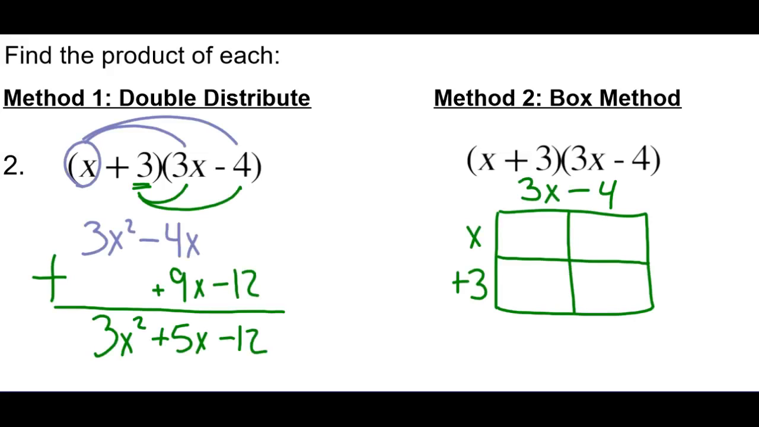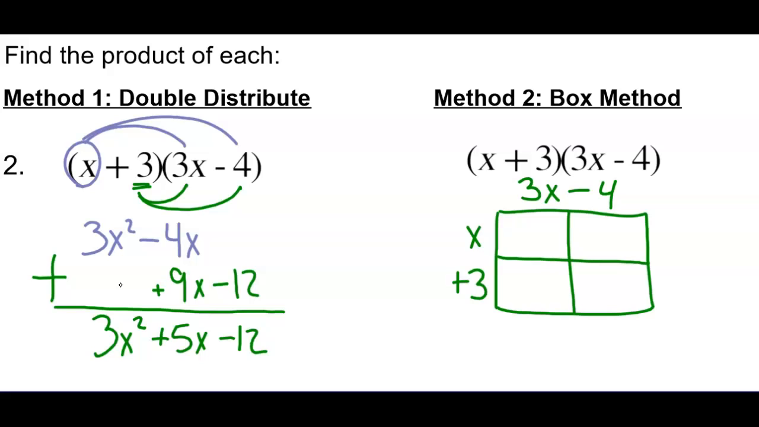Okay, so you should have done your double distribution. You should have multiplied your x times both 3x and -4 to get 3x squared minus 4x. Then you should have switched to the second term. Make sure you do this in order. It's important. And you multiplied 3 times 3x to get 9x and 3 times -4 to get -12. You aligned and added, and you got 3x squared plus 5x minus 12.